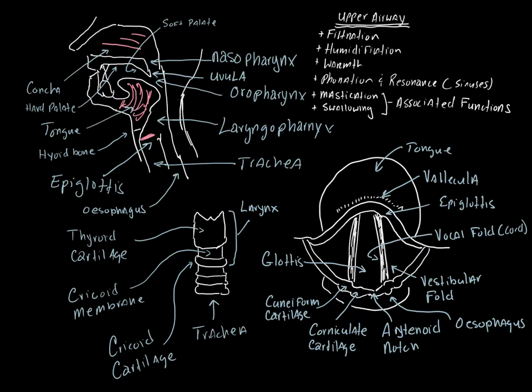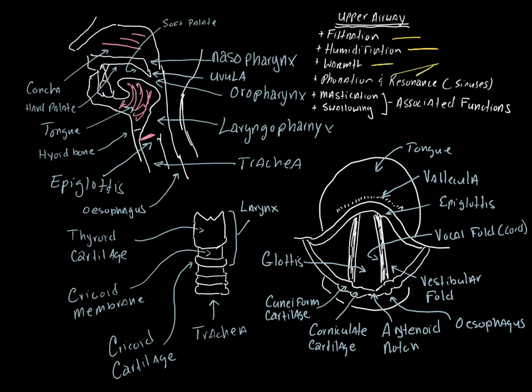Essentially, it's responsible for what? Respiration. You have two types, internal and external respiration. Diffusion of gases, right? And then, of course, you have filtration, humidification, and heating of gases coming into the body. So when we look at the upper airway, what goes on in the upper airway? Well, filtration of stuff, humidification, warmth.